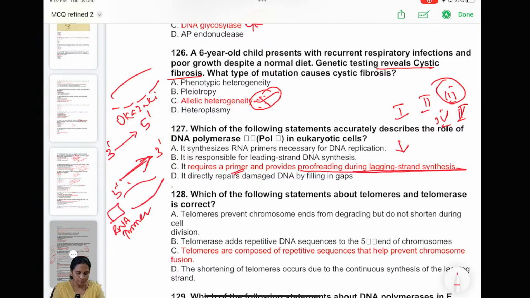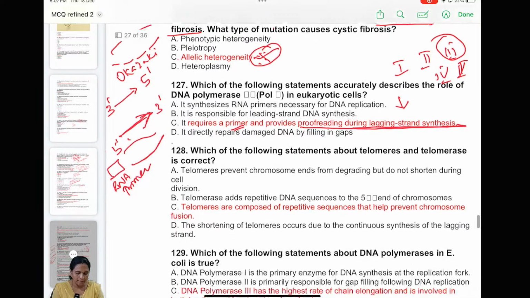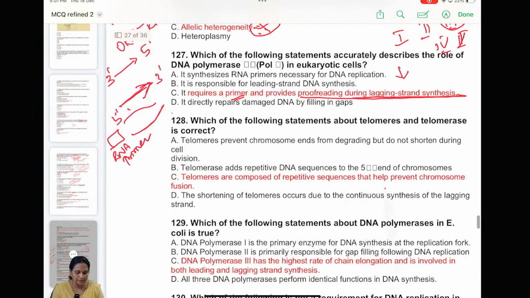Which of the following statements about telomere and telomerase is correct? Telomeres are composed of repetitive sequences that help prevent chromosome fusion. There will be repetitive sequences there, so there will be prevention of chromosome fusion.